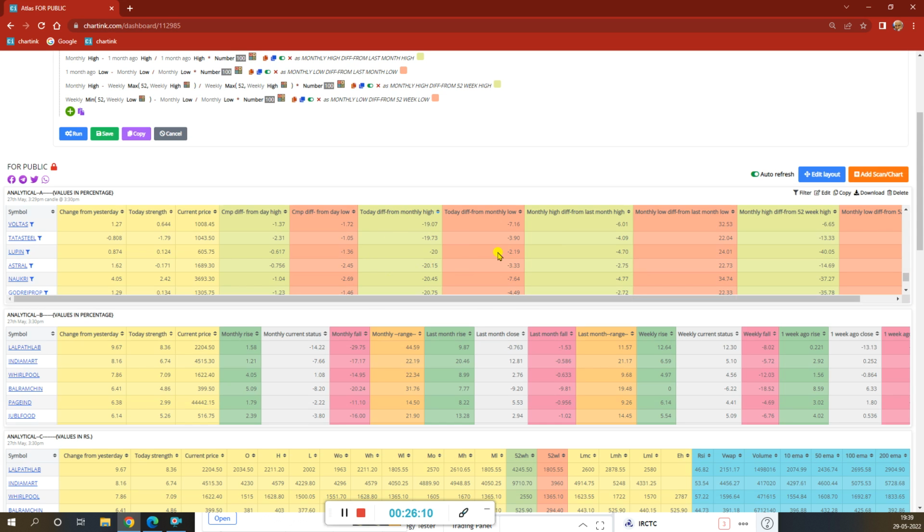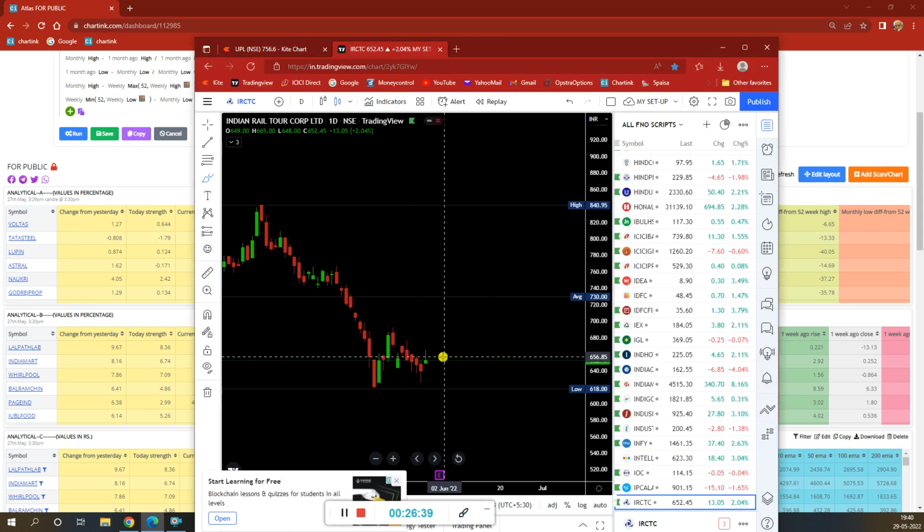This is going to help a lot. Okay, once again, monthly high from last month high. Now as an example, let's pick Tata Steel. It says Tata Steel is 4% away from last month high, but 4% away, not today's 4% away, the difference between monthly high and last month high. Now what that monthly high is, let's check it.